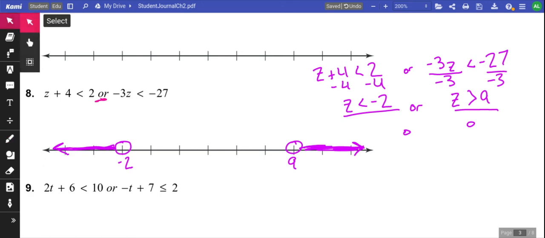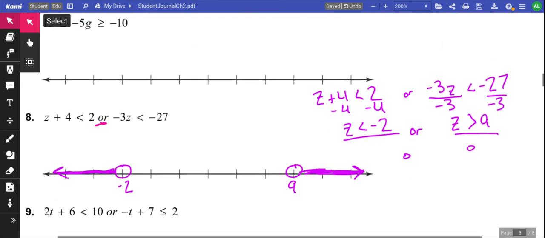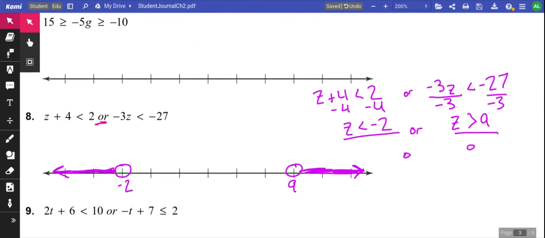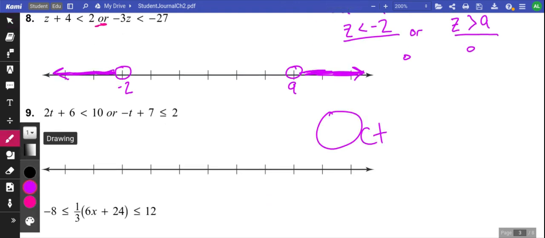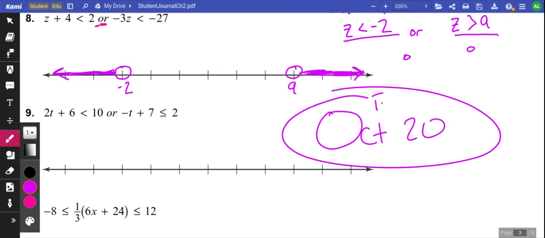You could work on 7 and 9 if you wanted some extra practice, or you can go ahead and get started on the 2.5 day 2 assignment, which is your last homework for chapter 2. Make sure you get all of those done. Remember, your absolute last deadline for all of your assignments for this chapter is October 20th. That's a Tuesday. So make sure you get everything done before then, and I will see you guys tomorrow.